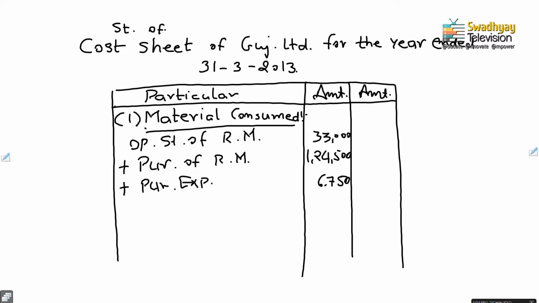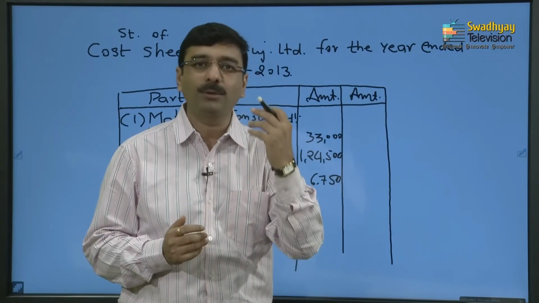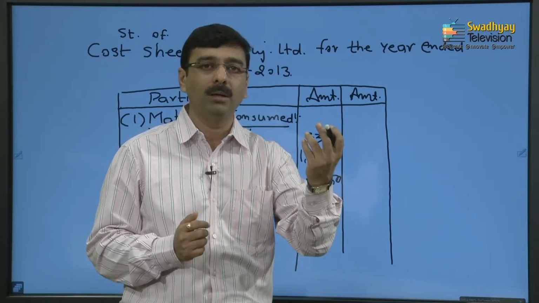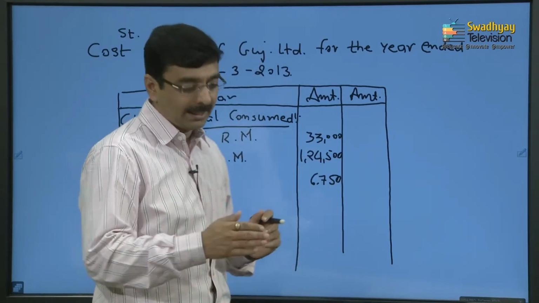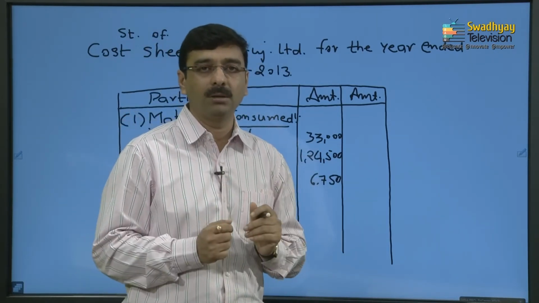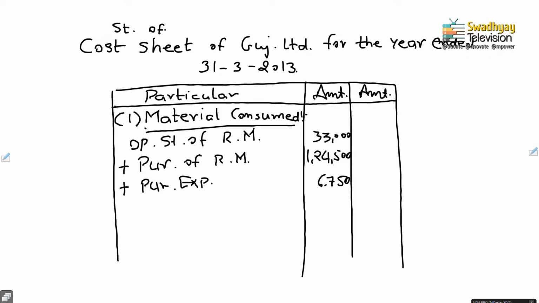Then the next item is return of raw materials. If the raw material is not as per the mark or as per the sample, the raw material would be returned back to the store or maybe returned back to the supplier, and it would be deducted from this particular total. But in this question we do not have a return of raw material, so it would not be considered here. And then make a total of this value.